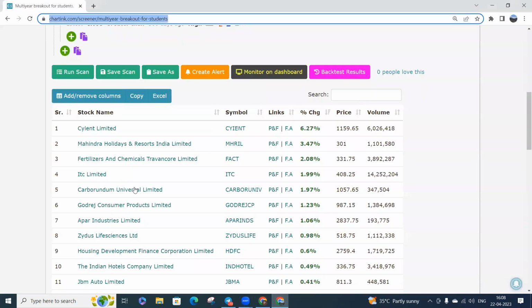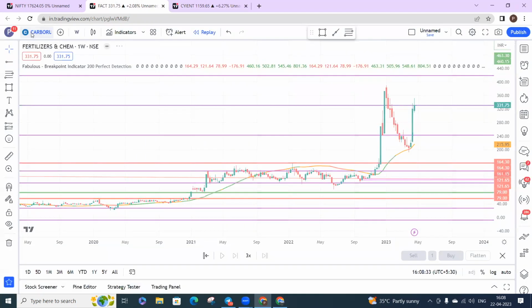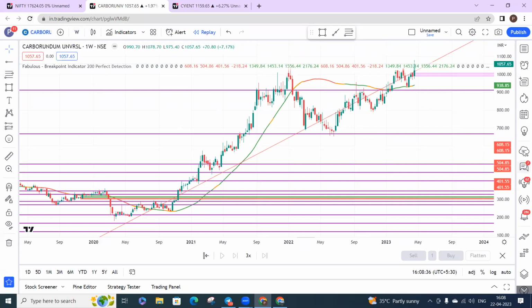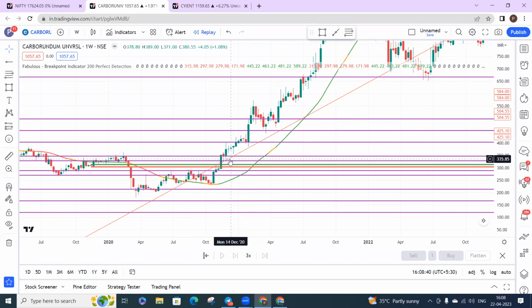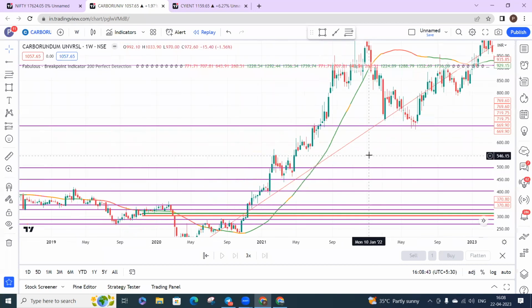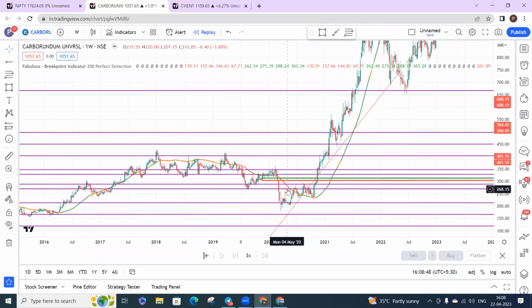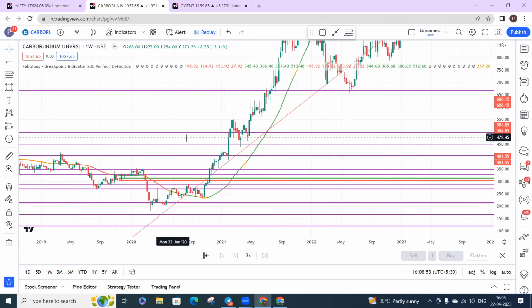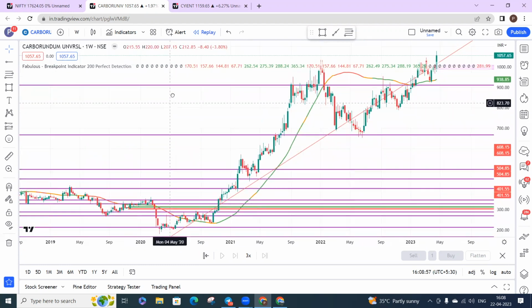Let's say Carborundum Universal, you can also look into that. I'm looking at the weekly time frame. On the weekly time frame, it already gave a buy level around somewhere here, and it went up like anything. So this is not the end, this is one way of watching how to invest in a particular script. You can enter any kind of script.